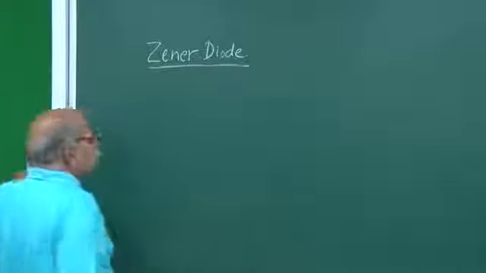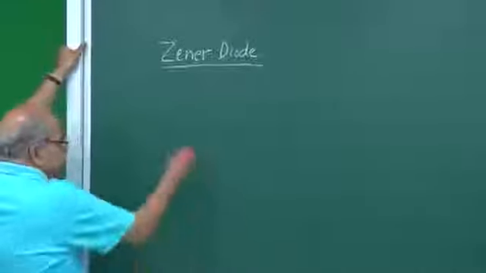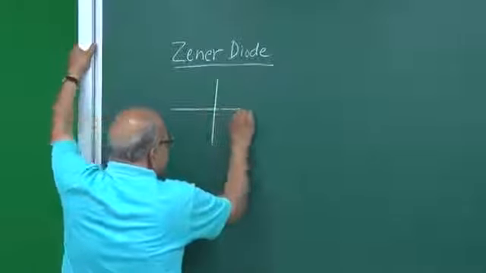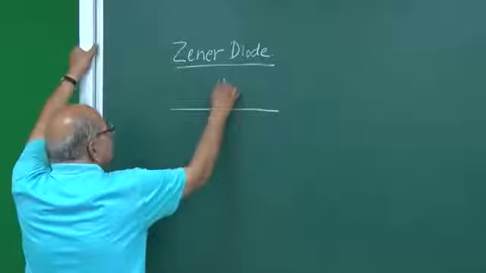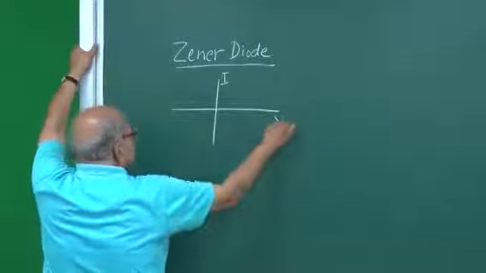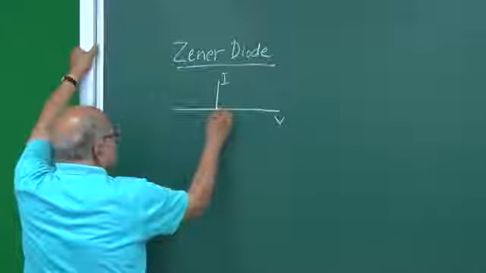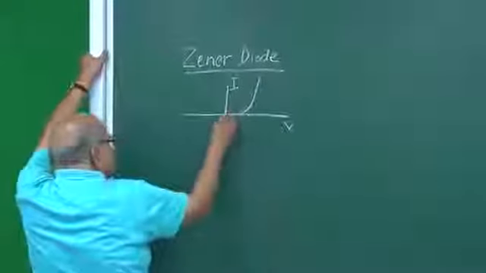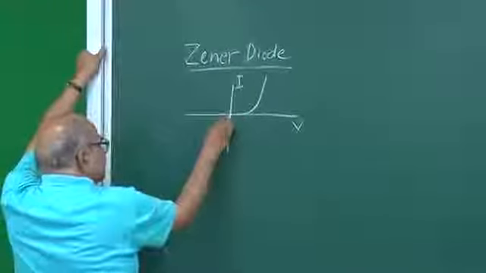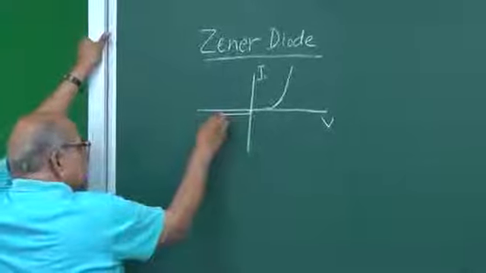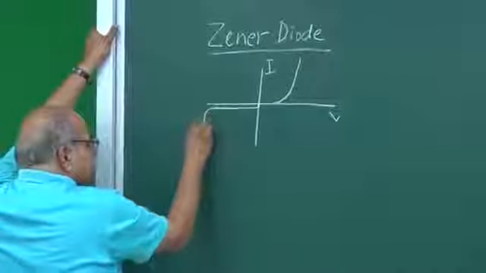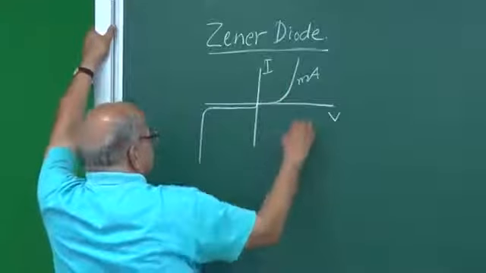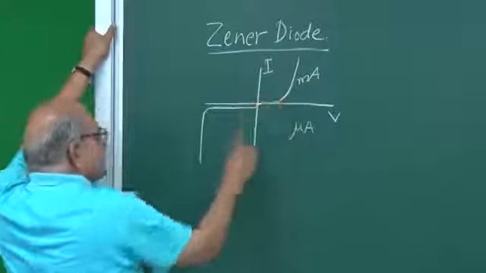and the Zener diode is characterized by its very special reverse bias characteristics. So if you have I here and V here, so normally diodes will have a characteristic like this, and then on this side with a different scale, we have done that. All diodes do this. This is milliampere scale, this is microampere scale, so the scales are different.